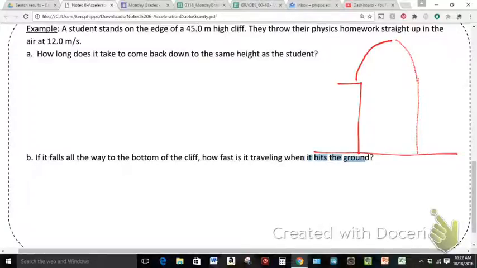Okay, so in this situation, a student stands on the edge of a 45-meter high cliff, and they throw their physics homework straight up at 12 meters per second. And how long does it take to come back down to the same height as the student?